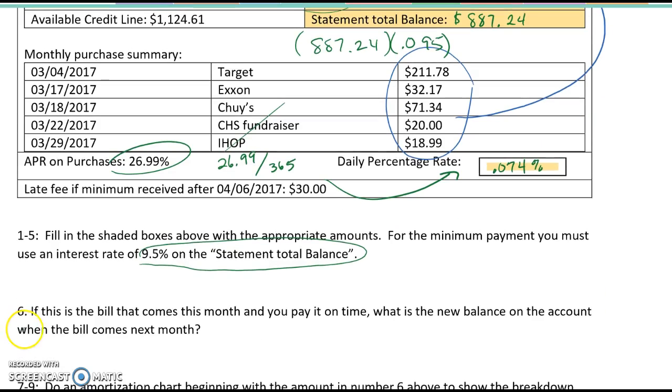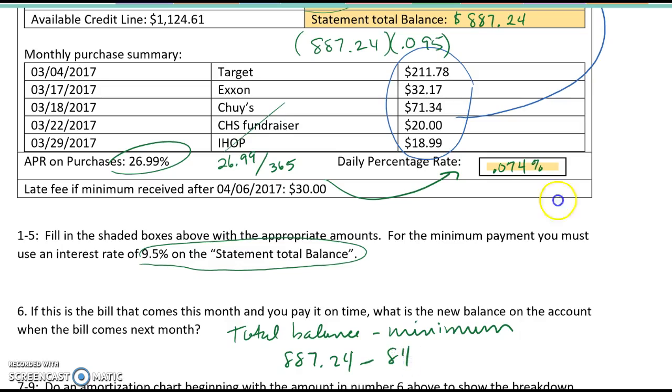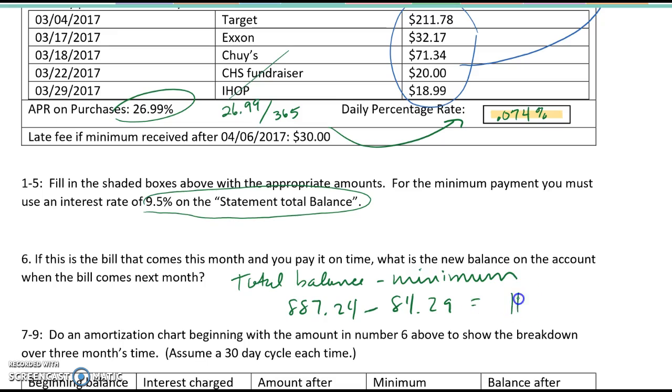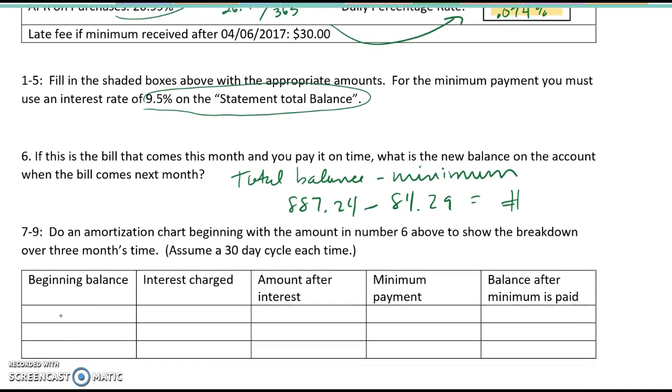Okay, now we move on down and we can start answering our questions. Okay, if this is the bill that comes this month and you pay it on time, which means no late charges, what's the new balance on the account when the bill comes next month? Well, that's going to be the total balance that you had minus the minimum payment. So we're going to take that giant 887.24 and subtract the $84, what was it, and 29 cents. That's what's going to give you this number here, whatever it may be, and that is what you're going to start with for your beginning balance there, okay?